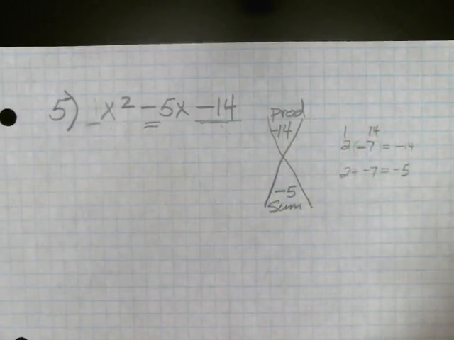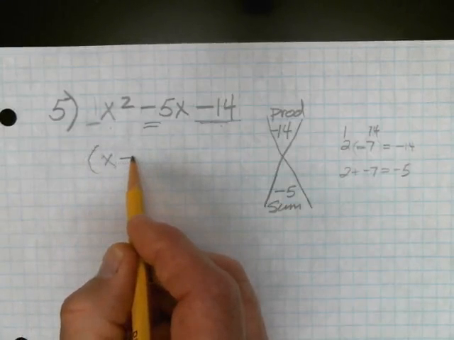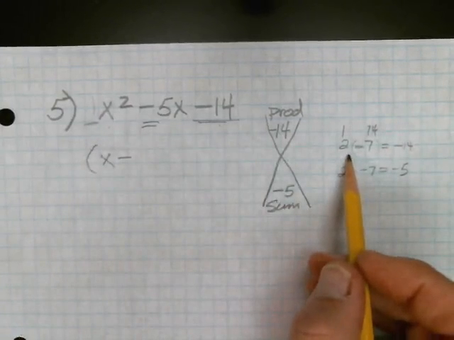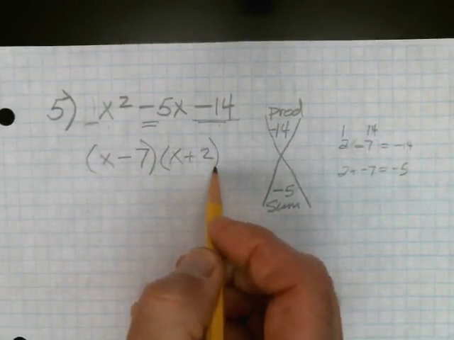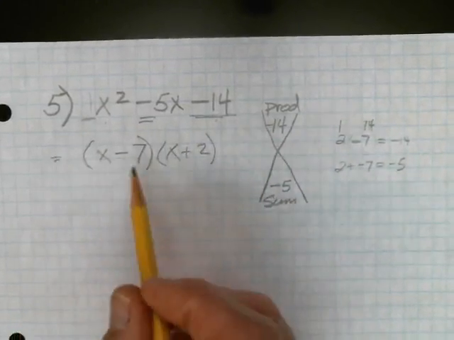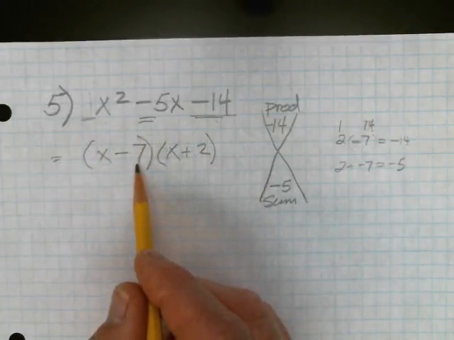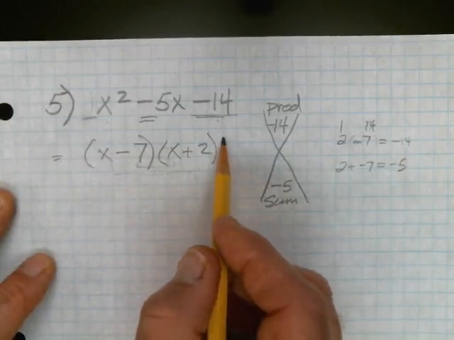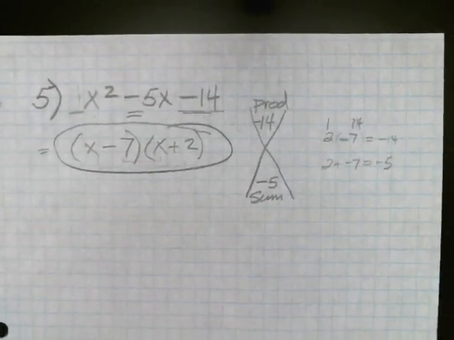That's what I want. So I know this one is going to be x minus, and let's see, we said a positive 2. So we're going to have x minus 7, x plus 2. And I'm going to FOIL this to check it. So I'm going to get x squared. I'm going to get negative 14. And then the crucial middle term is I'm going to have negative 7x plus 2x is a negative 5x. And so that is it. So I got it.